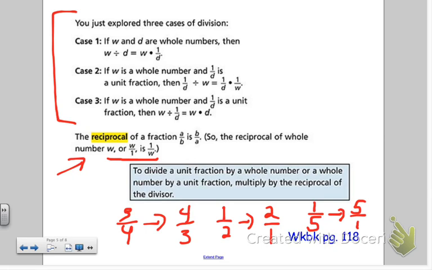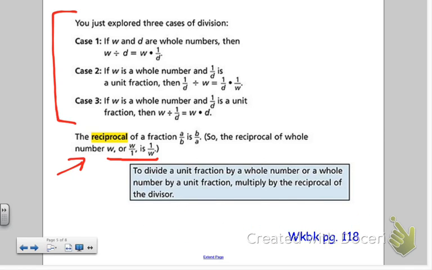The reciprocal of 1/5, well, that would be 5, or 5 over 1 if you want to put that in. What if you have a whole number? What if the whole number is, I don't know, 9? Well, if you were to flip it, it would become 1/9.